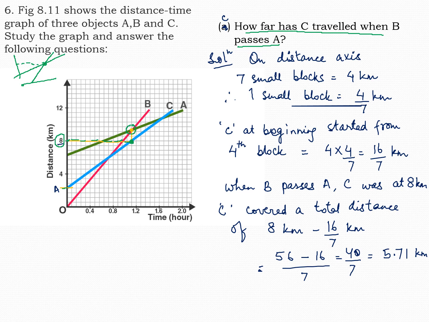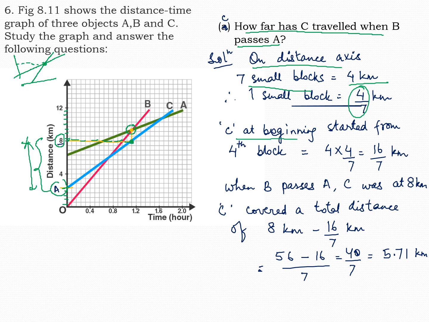Initial point of C is at point A, and if you count, 1, 2, 3, 4 blocks are there. So initial point is A and the final point is B. Now you have to find the distance between 8 and A. That is the distance or the position of C. On the distance axis, 7 small blocks is 4 kilometer. Between 8 and 12, 1, 2, 3, 4, 5, 6, 7 blocks are there. So 7 blocks are making 4 kilometer, so one small block is 4 by 7 kilometer.